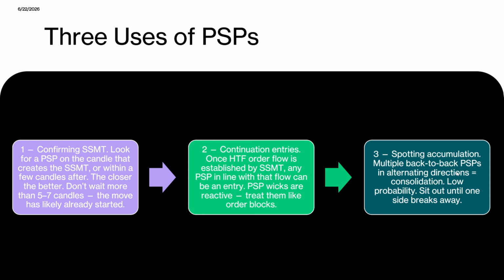Third, spotting accumulation. Multiple back-to-back PSPs in alternating directions equal consolidation, low probability. Sit out until one side breaks away. That simply means when the market's accumulating, wait. Yes, you might spot PSP on the highs and on the lows, but wait for the market to break out and then find your direction.